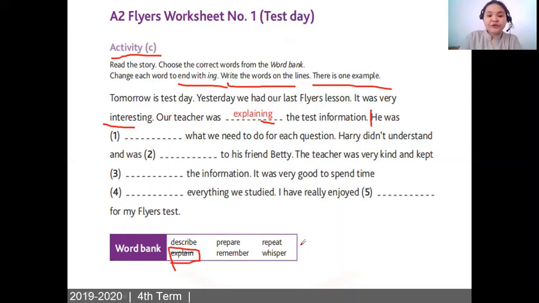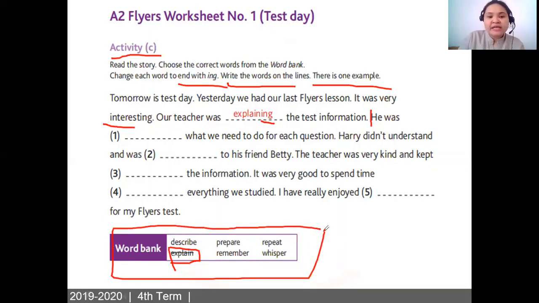Now I will give you the rest of the activity to do at home. So please be prepared. Do your homework. So in the class, all we need to do is to check your homework. Okay. Right. So that's it for now.